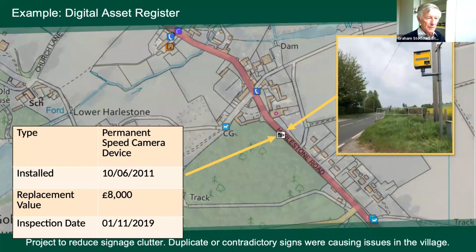Again, you can use the map to display data, so you can pull in photographs like we have here to show why you might or might not love your speed camera. Here's the information about it. Again, you just click on the item itself and up comes the data associated with it.